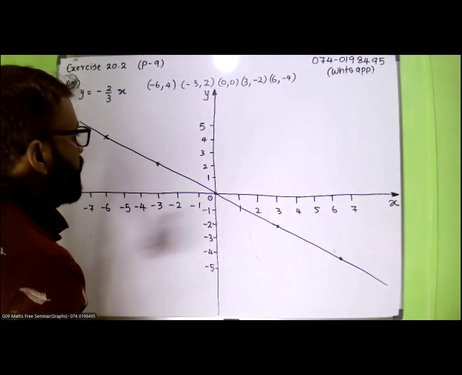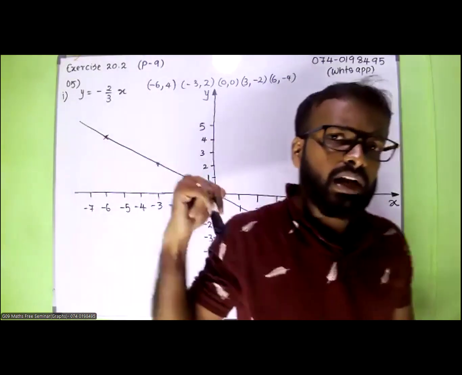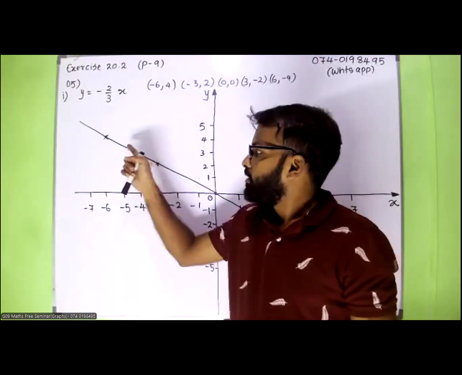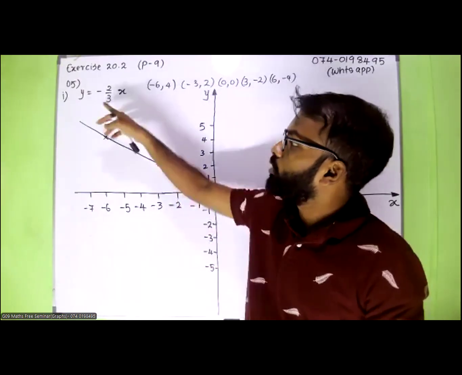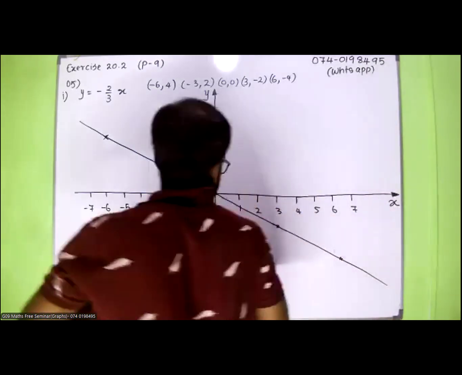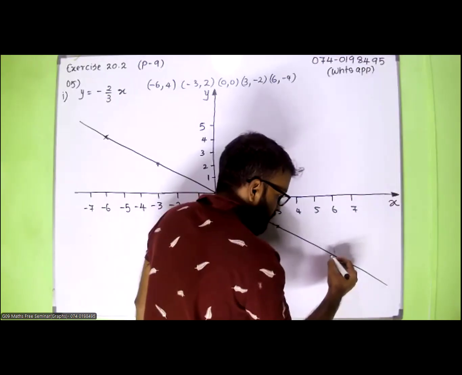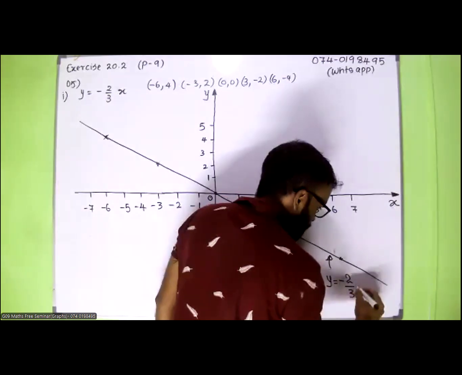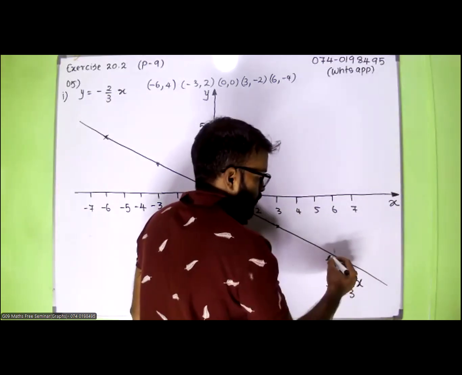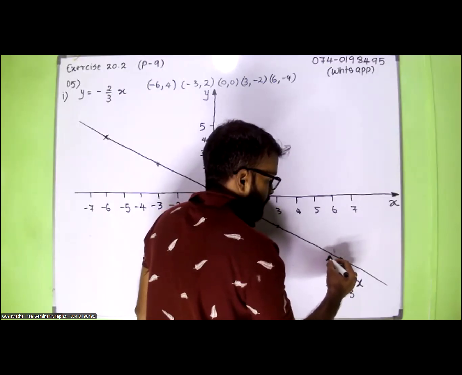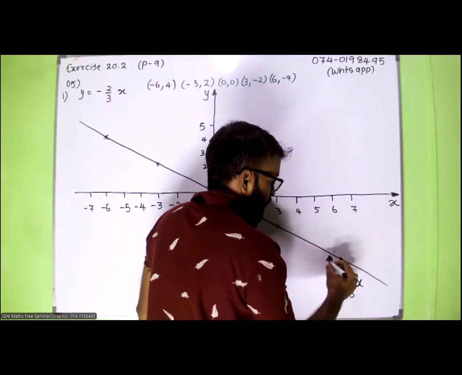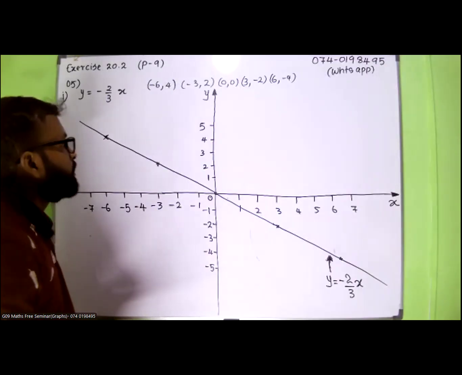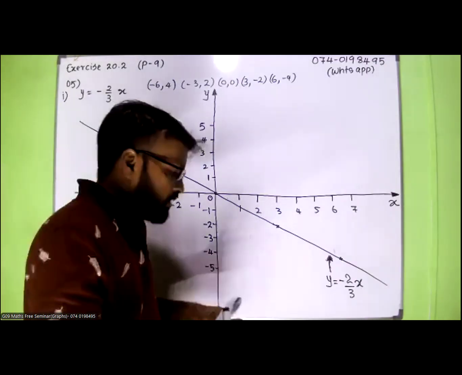Okay, now is this the end? No. You need to show the function of this graph, which is y equals minus 2 upon 3x. You need to mention this on top of the graph, or you can just use an arrow and say this is my y equals minus 2 upon 3x. Then this is the second part.